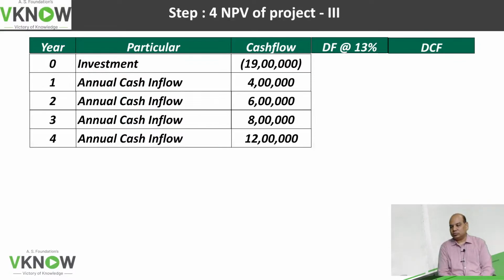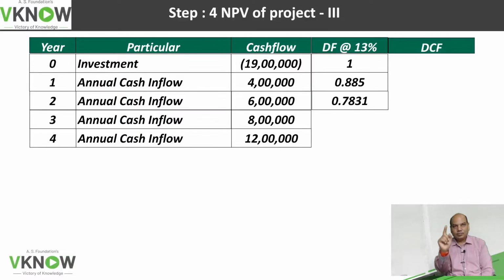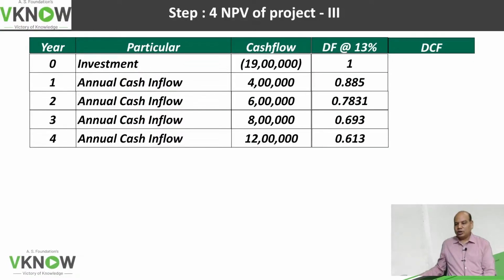Everybody please try. Try to solve with the 13% factor. Year 1, 1 divided by 1.13 is 0.885. Press equal to and write the factors. You can do it directly in the last column also. Okay, no problem, the answer must be correct.